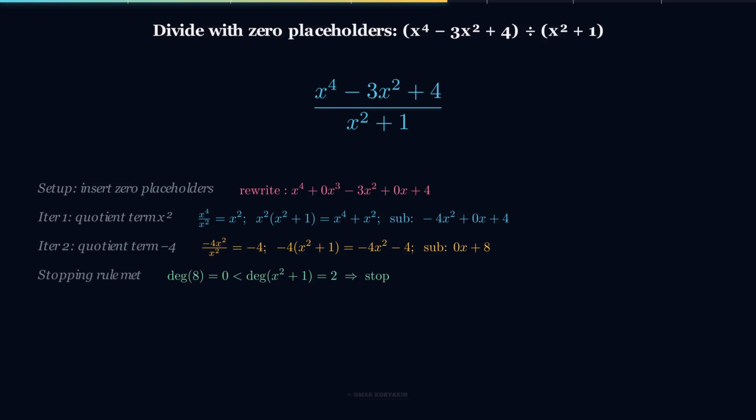Step 4. Stopping rule. The remainder is 8, degree 0, less than divisor degree 2. Stop. The quotient is x squared minus 4. The remainder is 8.